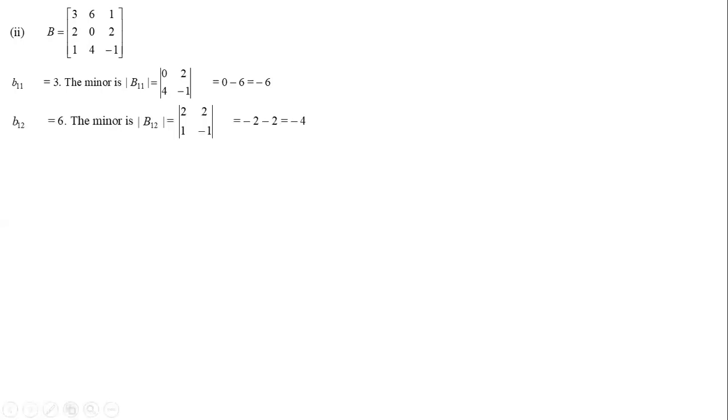Now, let's look at the minor of 6. 6 is in the position of B12, that is the first row and the second column. Now, the minor of 6 will be the determinant of the remaining elements, minus 4, and this minus of B21, which is 6. Now help me to do it for 1. What is the minor for 1?